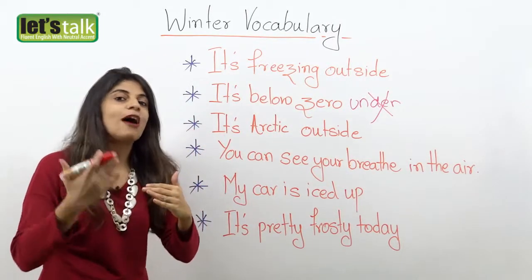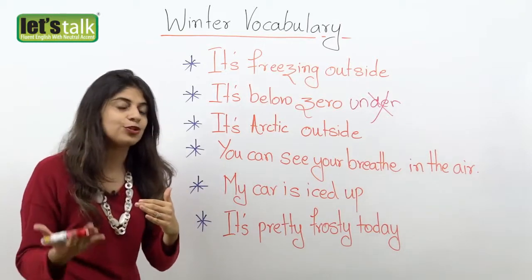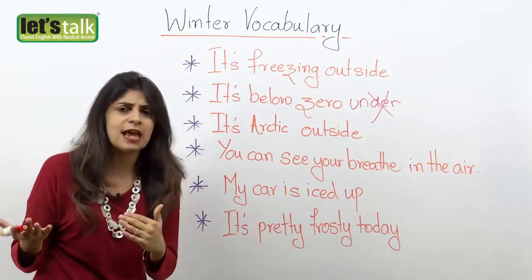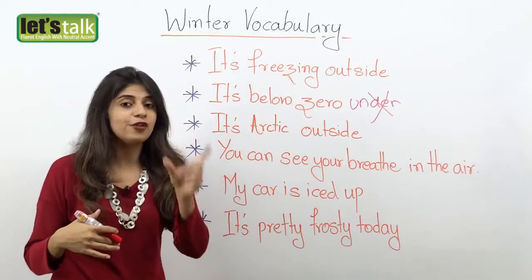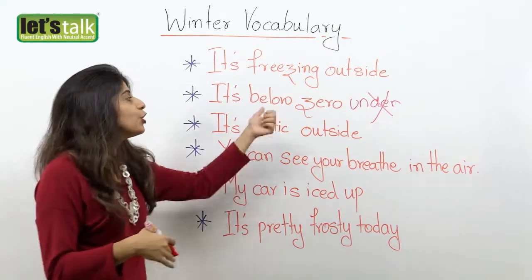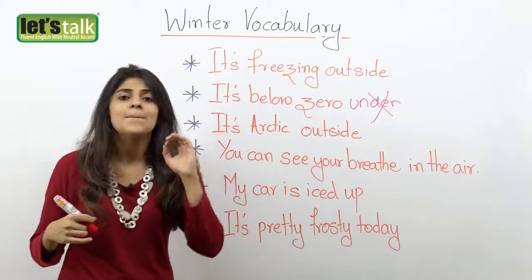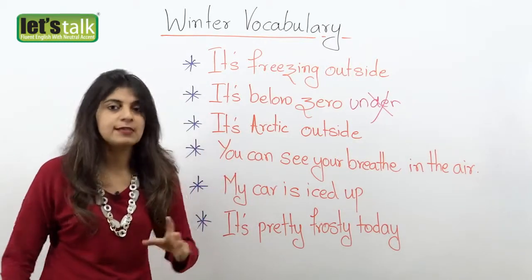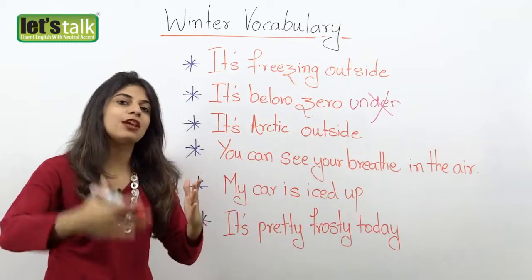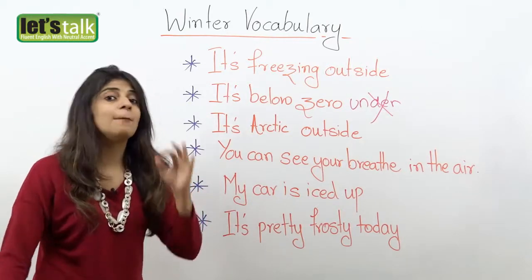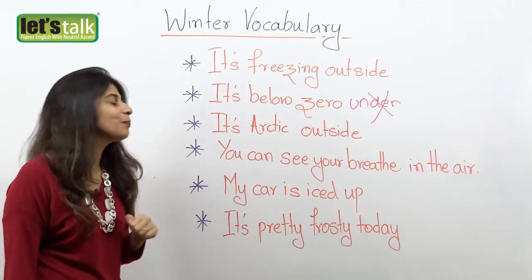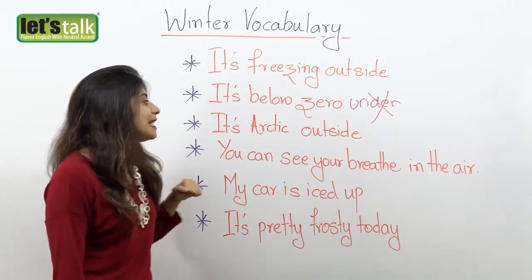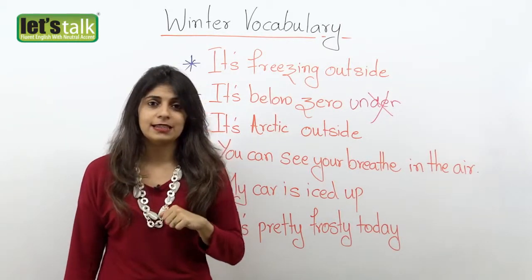So if you have to give an exact temperature, someone would ask you, so what's the temperature like? You can either say it's below zero, and if you know the exact temperature, you can say that it's minus 2 degrees. So this means that you're giving the exact temperature, but you're using the word minus because it's below zero.